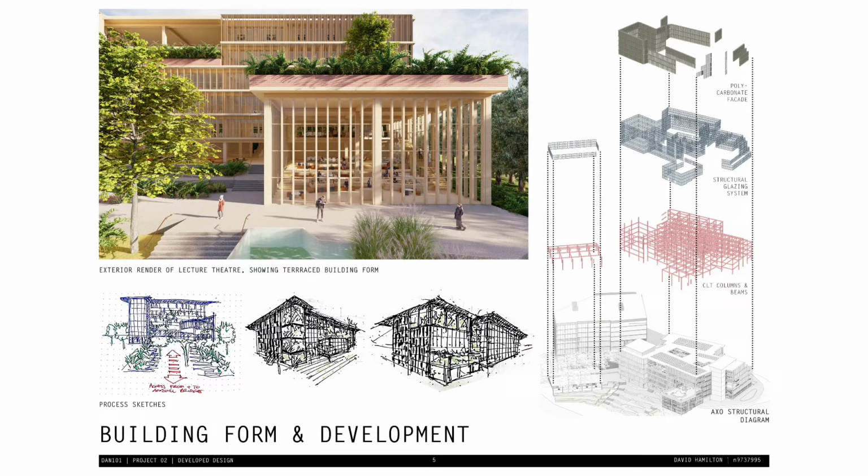After exploring the materials a little bit more, I then went on to develop the form. As you can see at the bottom, there are some process sketches that showed the thinking behind the final design. To the right is a structural diagram showing how the CLT has been utilised, as well as a structural glazing system that sits on the outside of it, followed by the application of polycarbonate facade panels. These materials, along with some landscape materials, can be seen on the render on the top of the panel.